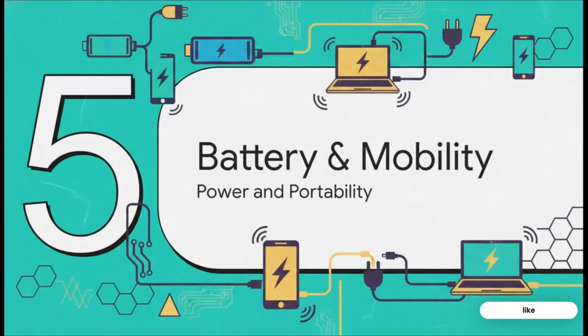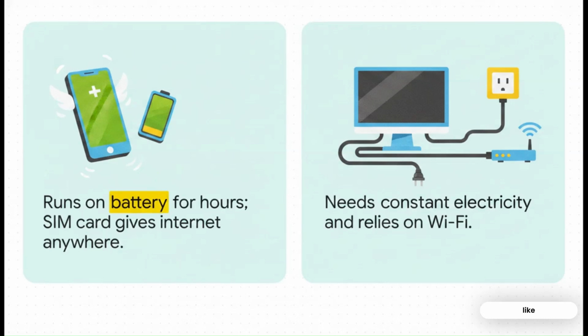All right, Section 5, Battery Longevity and Mobility. Raw power is totally useless if you can't keep the device turned on, right? And this brilliantly illustrates the ultimate trade-off in our tech setup. It's the stark contrast between mobile freedom and PC dependency. Mobile devices run super efficiently on small batteries for many hours, and their built-in SIM cards allow internet access literally anywhere there's a cell tower.